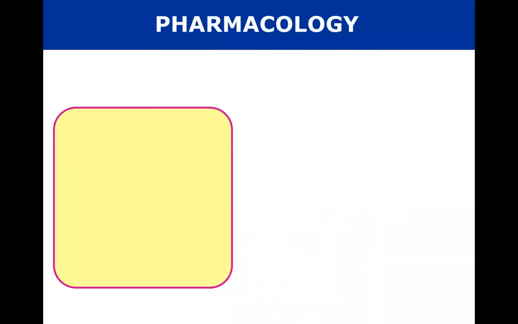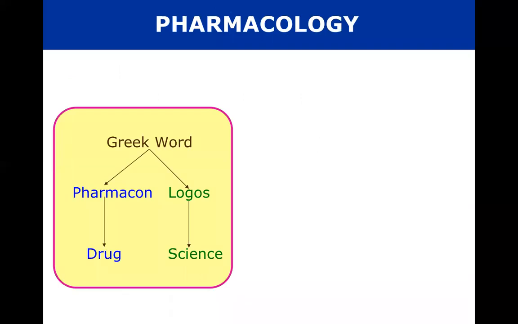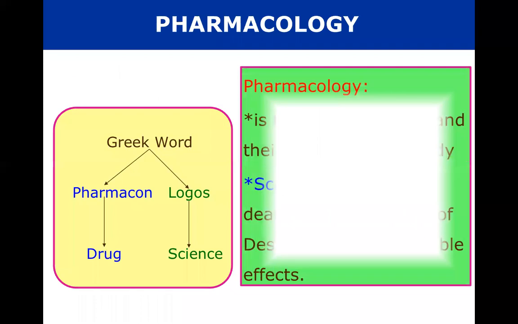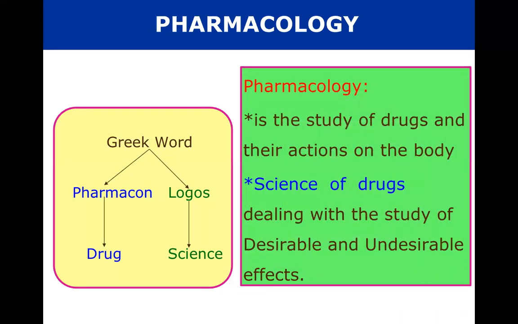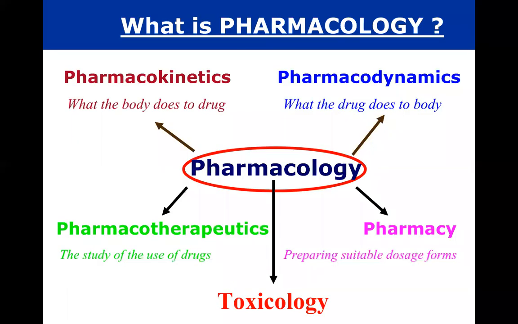what is pharmacology? Pharmacology, originally from the Greek words, consists of two words, pharmakon and logos. Pharmakon is the drug and logos means science. So it is the science of drugs. It is the study of drugs and their actions on the body. It is the science of drugs that deals with the study of desirable and undesirable effects of all drugs.